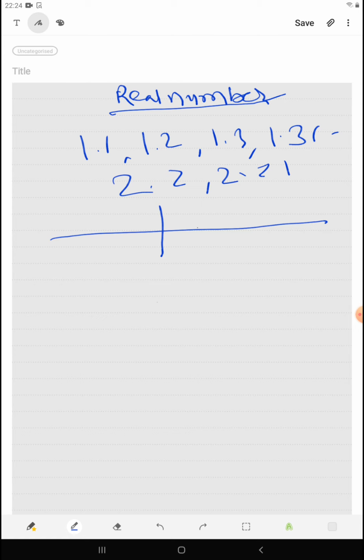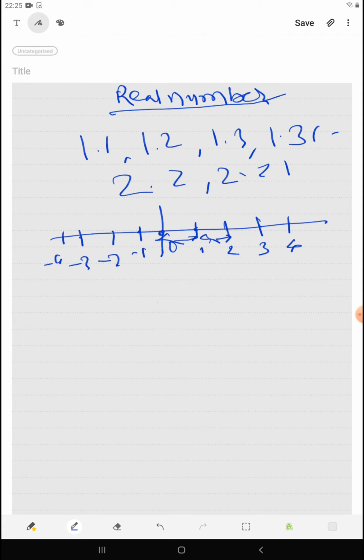Suppose we know this graph. Let's draw first and then understand. This is my origin. This is 1, 2, 3, 4. This is minus 1, minus 2, minus 3, minus 4, like that. Integers will be the points 1, 2, 3, 4, or here minus 1, minus 2, minus 3, minus 4. But between 0 and 1, there are infinite real numbers. Between 1 and 2, there are infinite real numbers.